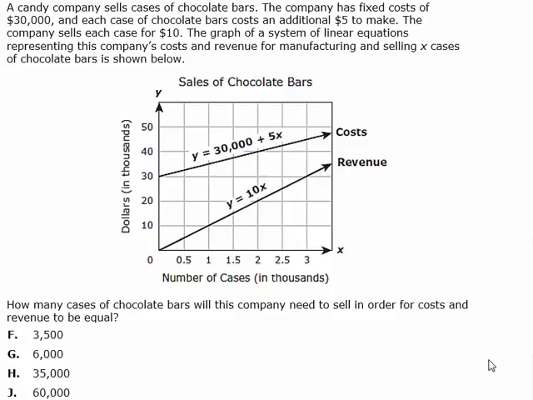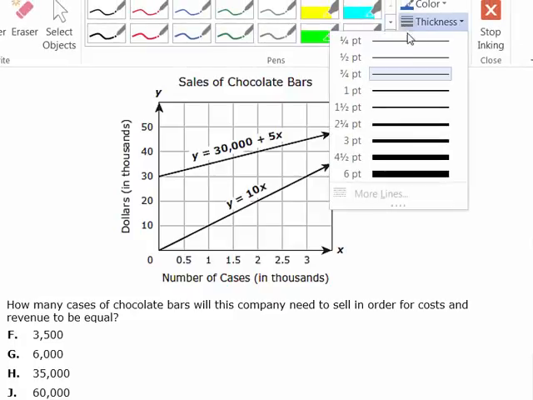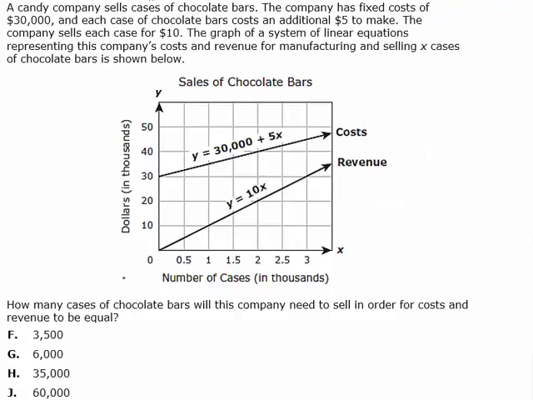So again, the first part, let's find out what they're asking, because that's going to guide how we work through the problem. Looking through it, we'll notice the question is at the end: how many cases of chocolate bars? I'm going to underline that, because anytime they ask how many, they're asking for an amount. They're asking how many chocolate bars the company will need to sell in order for costs and revenue to be equal. Great, so we need to know how many chocolate bars it'll take for costs to equal revenue.